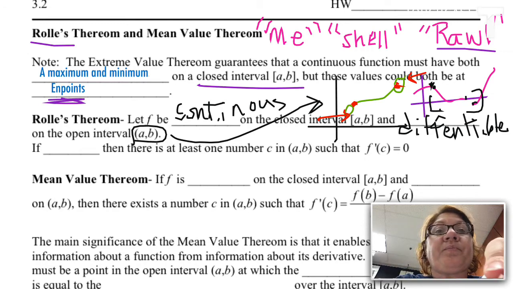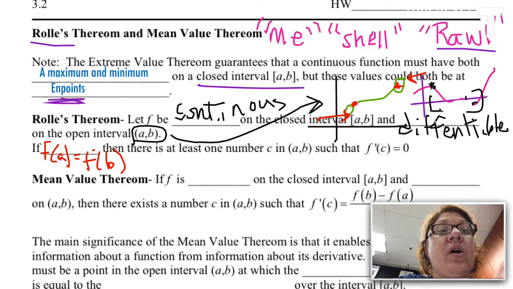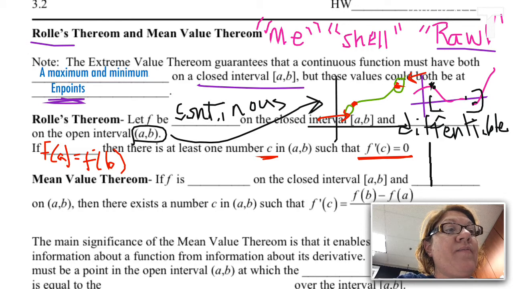Okay, so then, if f(a) equals f(b), so in other words, the y values for the beginning piece and the end piece are the same, then somewhere in between there I have to have an x value where there's a turning point. In other words, the slope would be 0. And so I want you to think about it like this. Apologize for all the little minifigures.